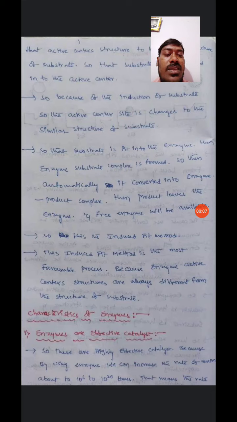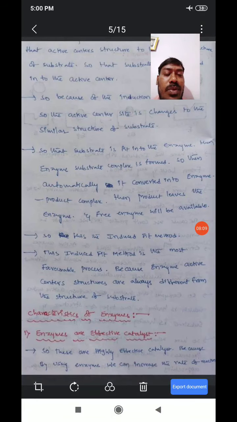Here, firstly the substrate approaches and fits into the enzyme, then the enzyme-substrate complex is formed, and this enzyme-substrate complex is converted to the enzyme-product complex. From this enzyme-product complex the product leaves the enzyme, and free enzyme will be formed. So this is the induced fit method.